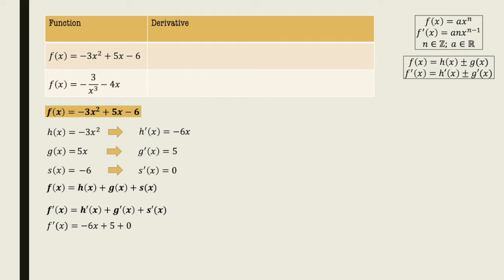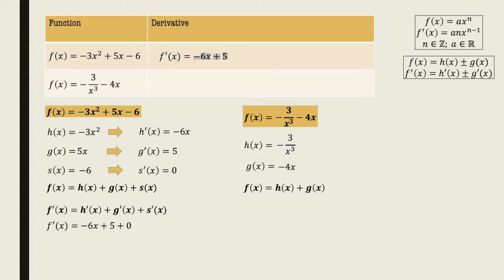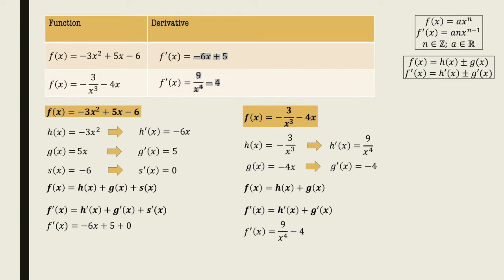The fundamental technique is to treat each component of the function separately and find their derivative. Afterwards, you may repeat that with other components as well. Let us quickly repeat this process with our second example. We divide the formula into smaller components, h of x and g of x. We differentiate these two smaller components independently. We add their derivatives to obtain the derivative of the entire function, and the final result is 9 over x to the power of 4 minus 4.